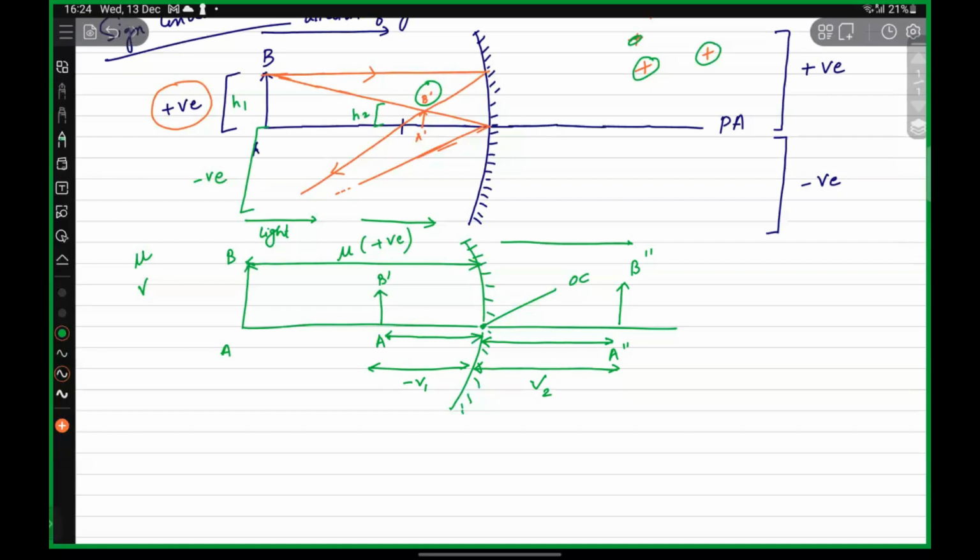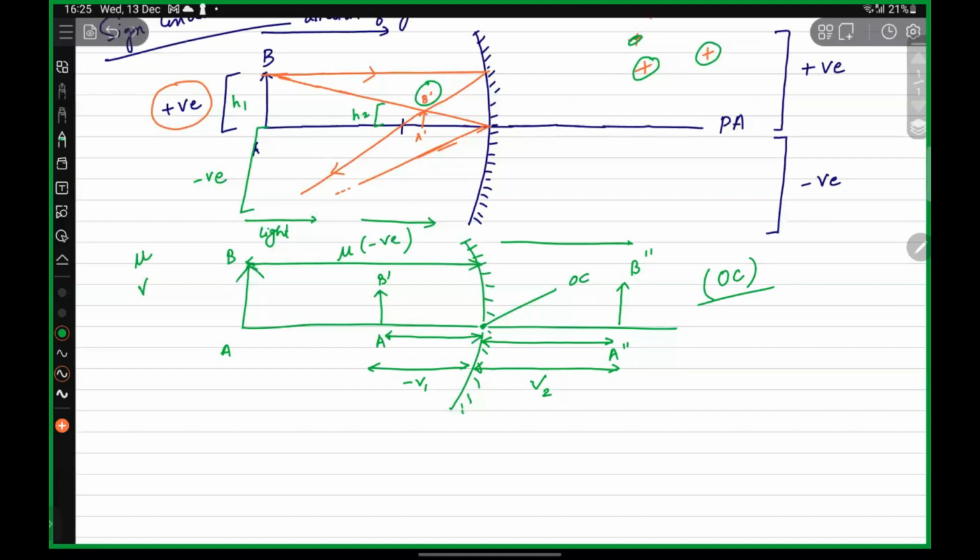So I think I made a small mistake here with this positive. We have to measure all the distances from the optical center. So the object which is placed here will also be negative. That was my mistake.